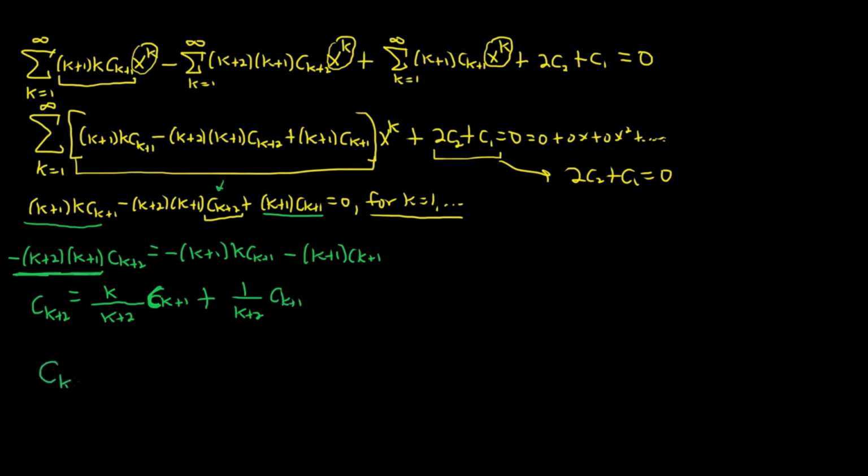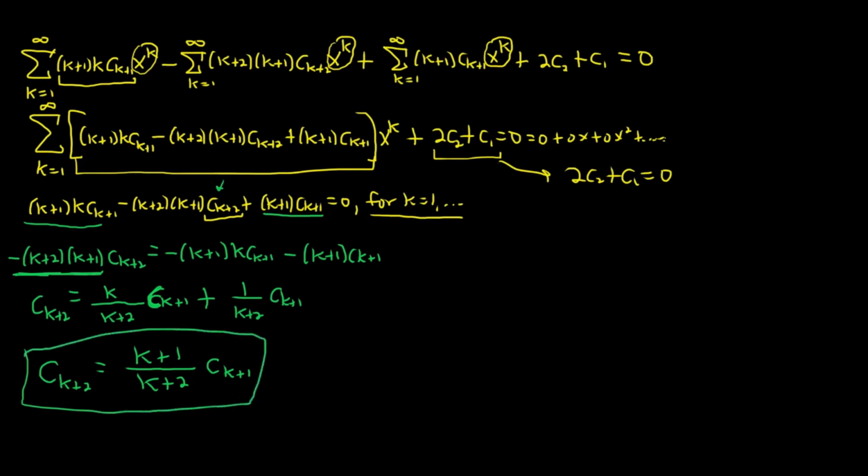So c sub k plus 2 is equal to k plus 1 over k plus 2, c sub k plus 1. That feels much better. So that's called the recurrence relation. That's what we wanted. And notice that you just always solve for the one with the highest subscript. And this is valid for k equals 1, 2, etc. So this is important. Here, same thing, you solve for the one with the biggest subscript.